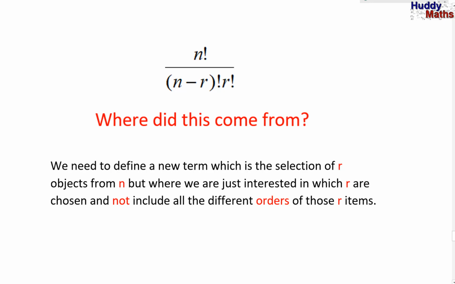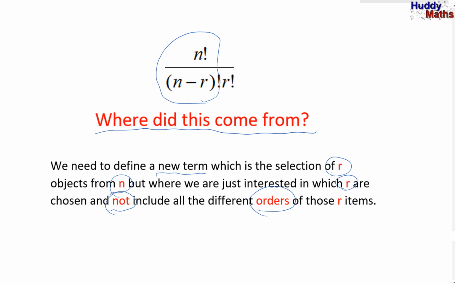Uh-oh. Where did this come from? Just pause it and think about it. We've seen part of it before. Are you thinking? Right, we need to define a new term. Here's a new term to represent the selection of R from N, but where we are just interested in which R are chosen and not the different orders. So we have to wipe out the different orders of R items, and that's R factorial.